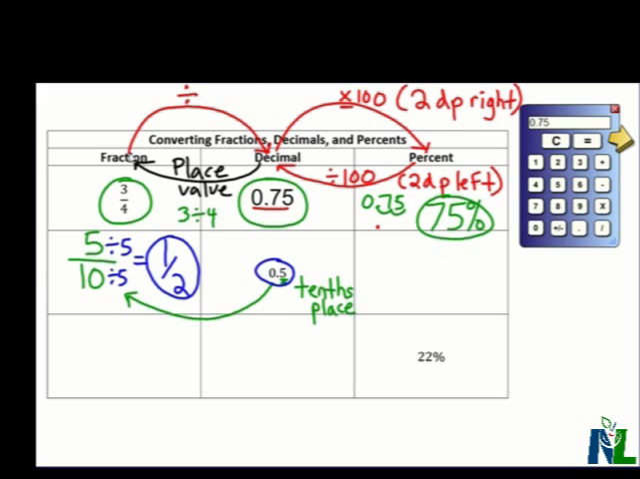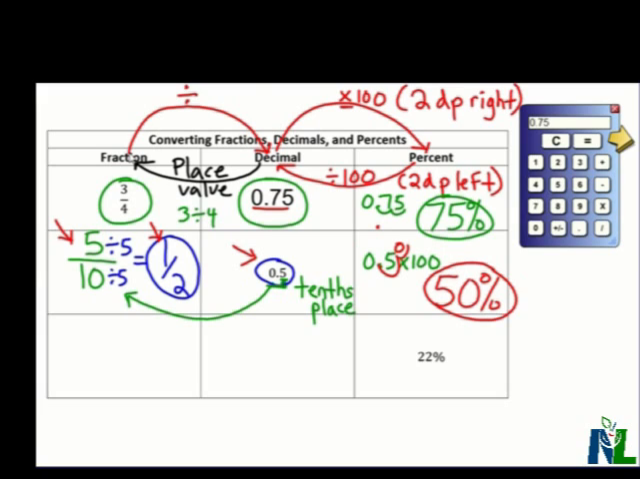And if I multiply 0.5 here by 100, that means I'm going to move my decimal place 2 to the right. I end up with 50%. And 50% is equivalent to 0.5, and it's equivalent to 5/10, which is equivalent to 1/2.